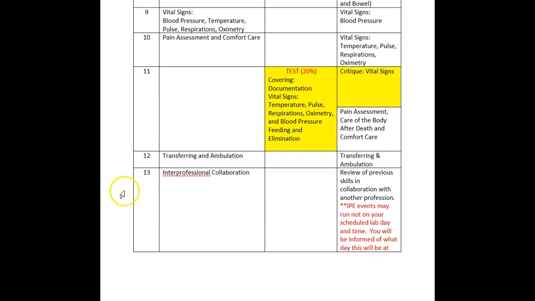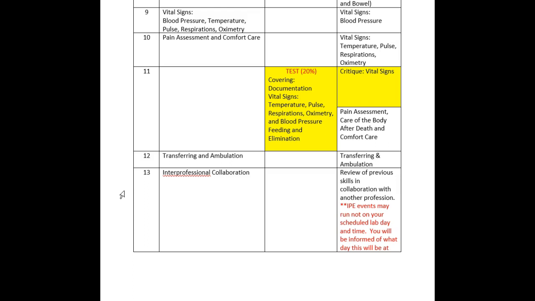The other key thing about the flow sheet and the flow of this course that I want to point out is that in week 13, we're going to have an interprofessional collaboration. And what this means is that we're going to get together with another discipline within the college to really work at and collaborate in terms of working through a scenario. Okay, and the goal will really be, how do we work together as a team then to provide care?